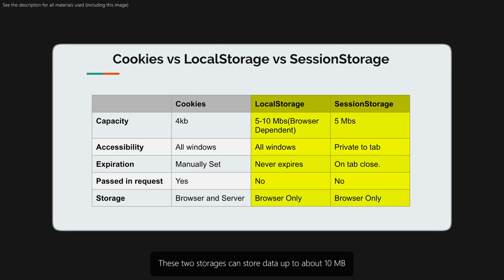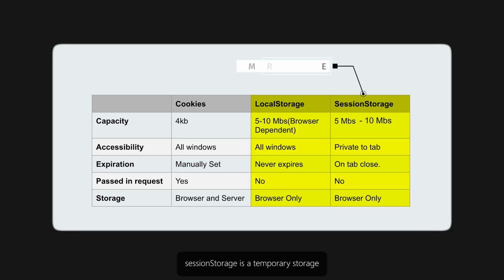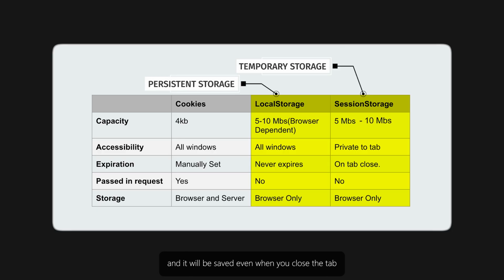These two storages can store data up to 10 MB depending on the browser, and their significant difference is that session storage is a temporary storage, meaning that all the values you store there will be deleted as soon as you close your tab, although it will survive a page reload. Local storage is a persistent storage, meaning you can write a value there and it will be saved even when you close the tab or restart the machine.